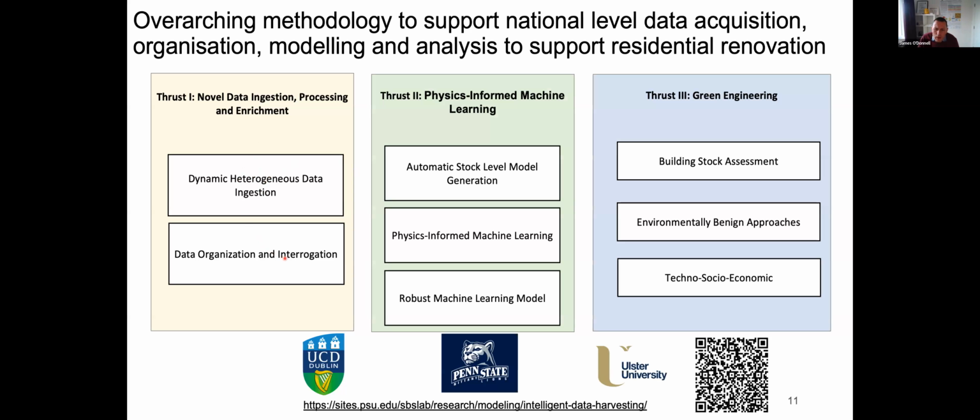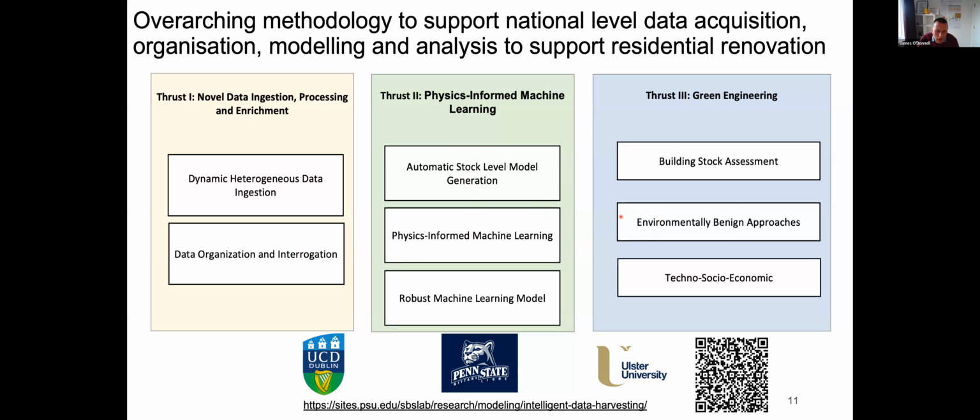Our colleagues in the US will look at a lot of machine learning based models that pull data information from what we just collected here on the UCD side. And all of this is being informed by our colleagues at the University of Ulster with regards to environmentally benign approaches and technical, socio and economic factors that play into the key decisions that need to be made.